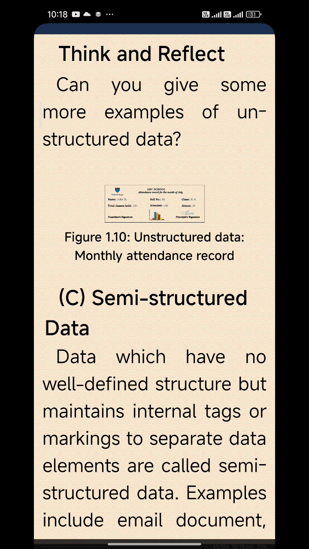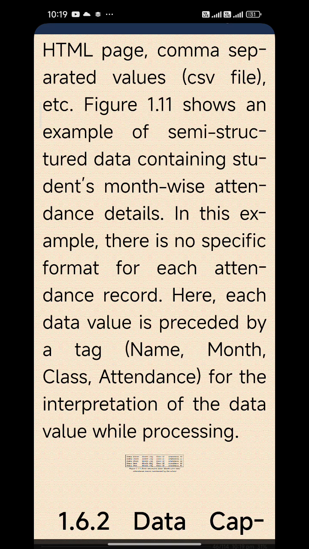Think and reflect. Can you give some more examples of unstructured data? Figure 1.10 Unstructured data: monthly attendance record. C. Semi-structured data. Data which have no well-defined structure but maintain internal tags or markings to separate data elements are called semi-structured data. Examples include email, HTML page, comma separated values, CSV file, etc.